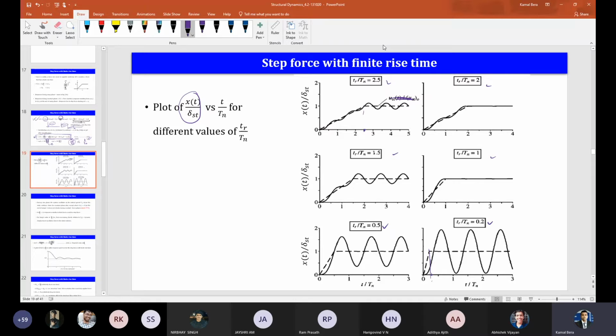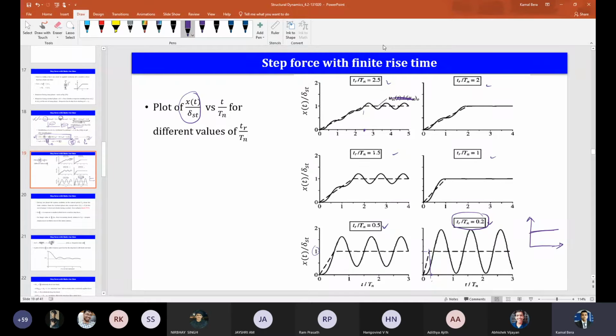Starting from the lowest one, tr by tn 0.2, that means it is very fast rising. Ramp time is very less. Fast rising and then it becomes constant. So the response is almost the same as that of a step force. What is the response due to a step force? We have already done that. It is nothing but oscillating about the new static equilibrium position.